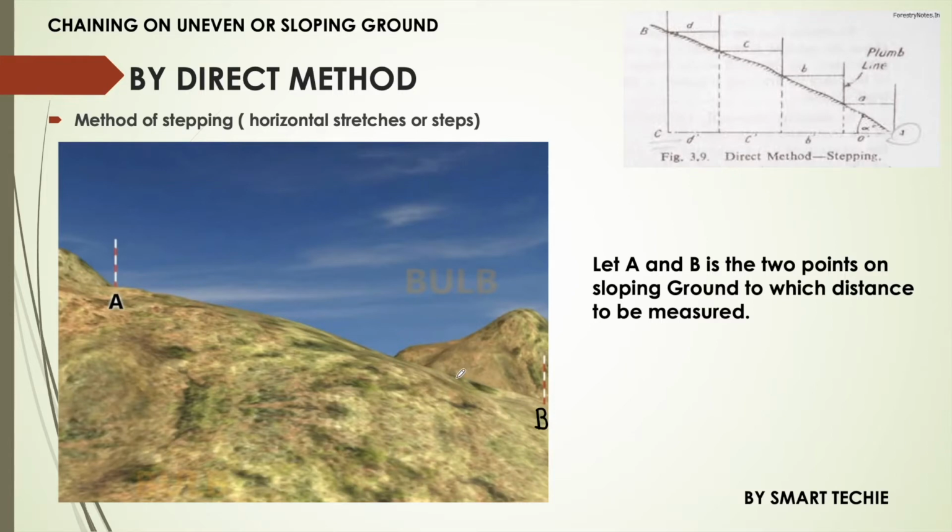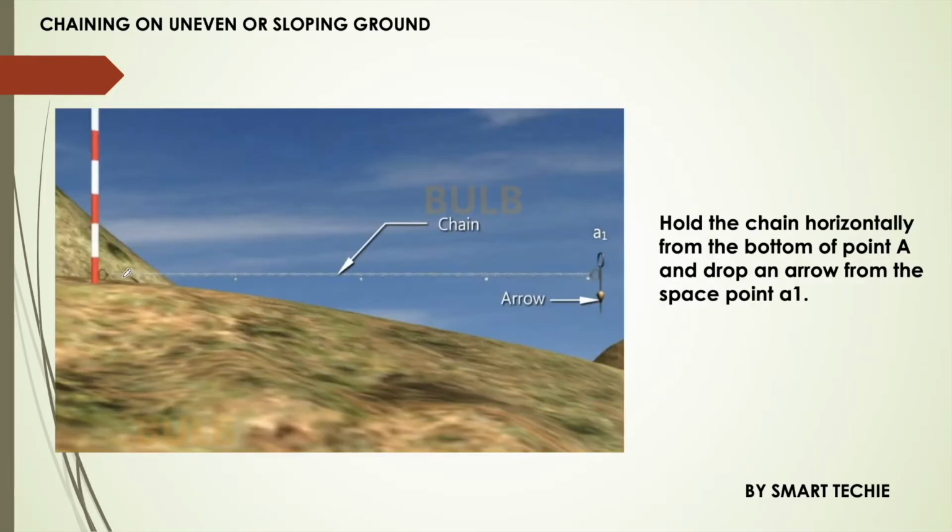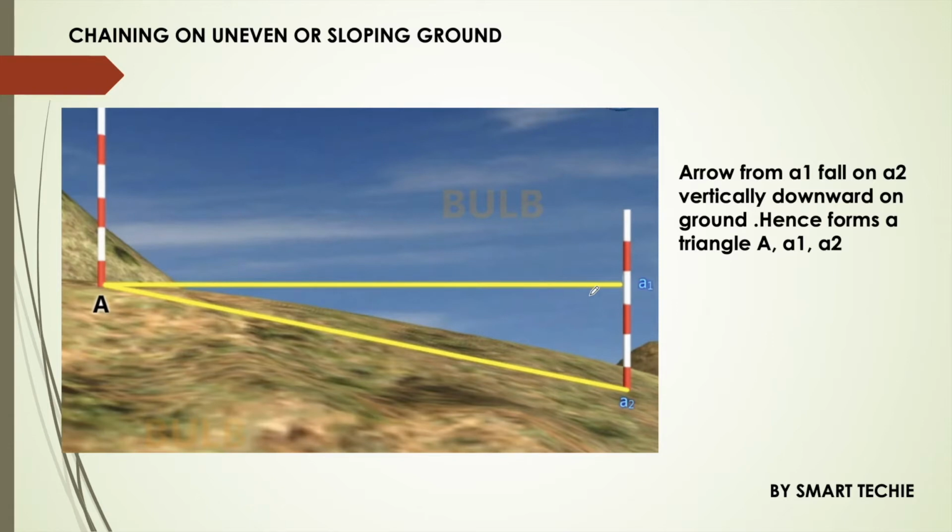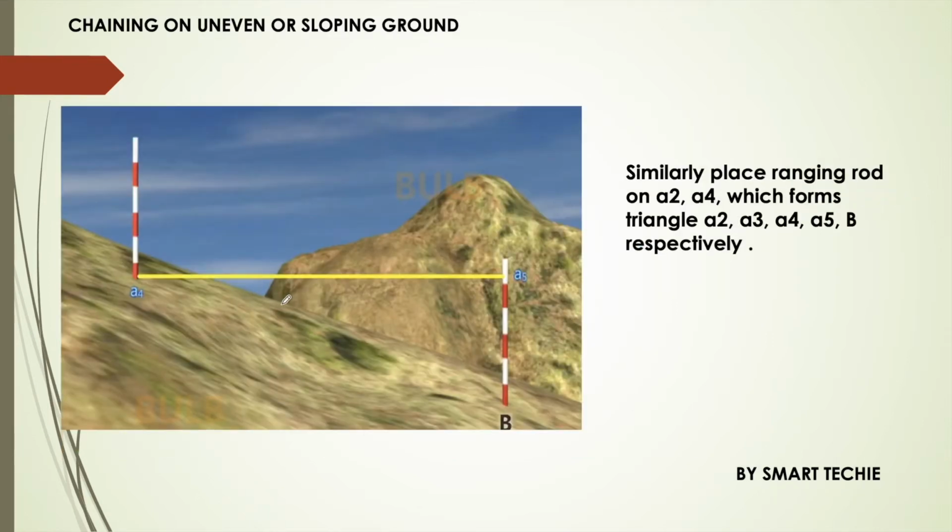First, we'll hold the bottom of the chain at the point A and hold the chain horizontally, and then from point A1 we'll drop the arrow on the ground and mark the point on the ground as A2, and place the ranging rod at A2. Hence, a triangle A1 A2 is formed. Similarly, place the ranging rod at A2 and A4 respectively till we reach the point B.